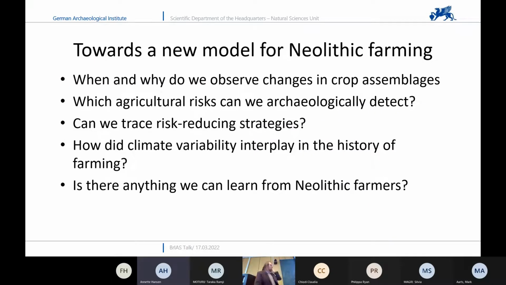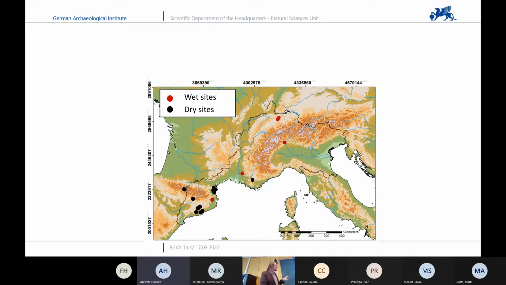That's, again, summarizing what I just said, so I will move forward. These are the sites that we have investigated, and we've put special effort in those red dots where we have waterlogged preservation conditions, and there we look for insect remains, potential evidence of pests, and of course, crops and use of wild plants and so on.